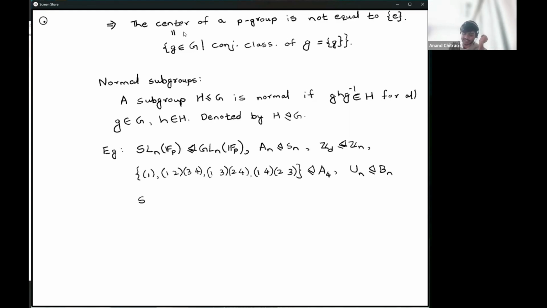Then some non-examples. Sn minus 1 in general is not a normal subgroup of Sn if n is at least 3. The copy of Sn minus 1 inside Sn that we chose is the one which fixes the nth element. That's not normal. Then Bn is not a normal subgroup of GLn.